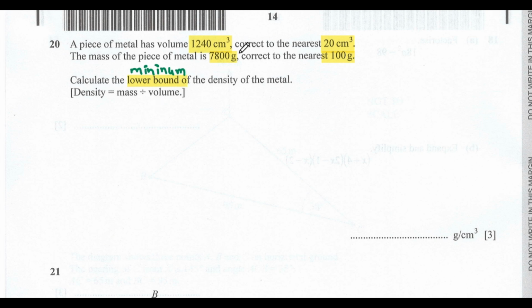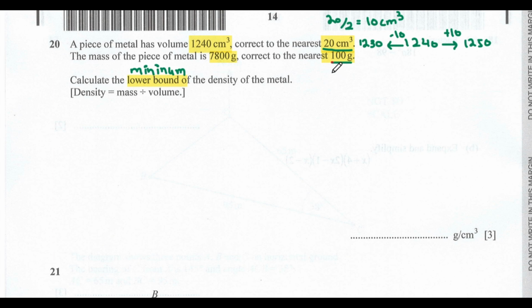So let me just calculate the upper and lower bound of the values provided. 20 centimeter cube, so 20 divided by 2 would be 10 centimeter cube. Now to get upper bound of 1240, I'll add 10 to it, so it would be 1250 centimeter cube, and to get the lower bound I'll subtract 10 from it, so I'll get the lower bound as 1230.